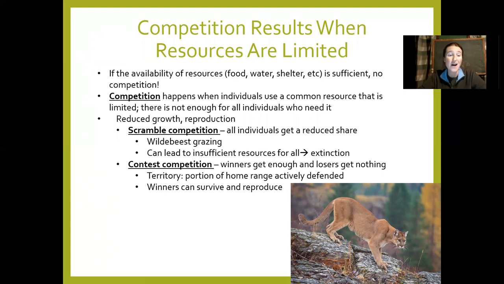Scramble competition is when essentially we start cutting the pieces into smaller and smaller pieces. So everybody takes the hit. Everybody gets a tiny little piece of the pizza. So everyone gets something, but nobody gets enough. This is kind of what the wildebeests do. Nobody is fighting other wildebeests away from a patch of grass or anything. Everybody is eating as much as they can, but it's never enough in the dry season.